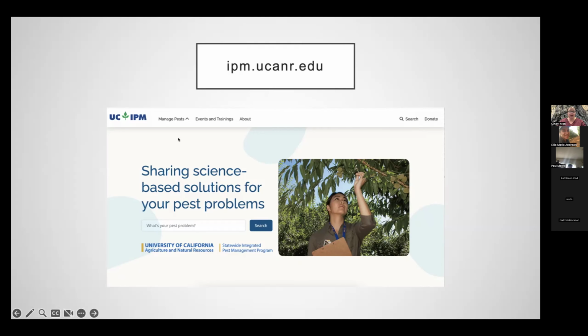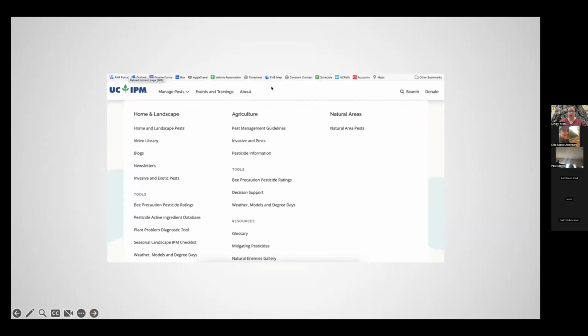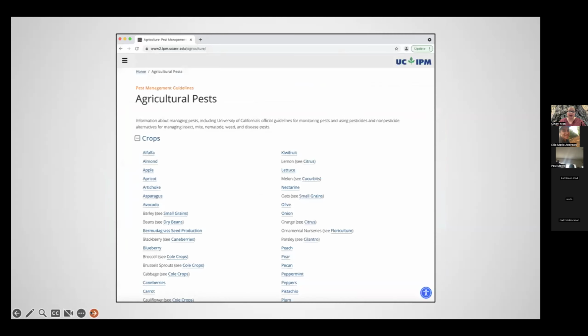And then at the top here, click on Manage Pests. This will pop up and it scrolls down even further. There's more information here, but for what we're going to be looking at today, you're going to click on this pest management guidelines. So I click on the pest management guidelines and it brings me to a page of just crops. And it's a long list. It goes down, as you can see, you scroll down and you find whatever crop you're working on.